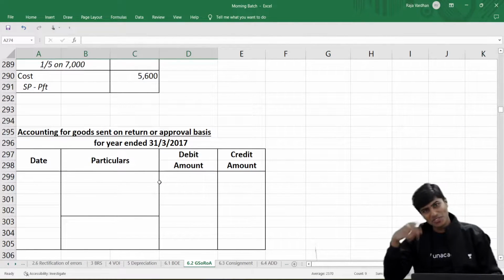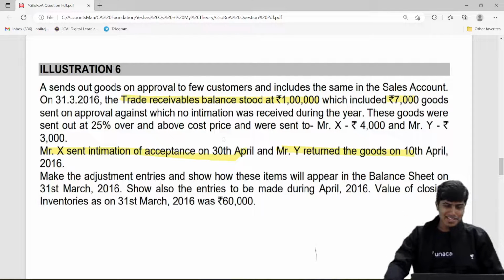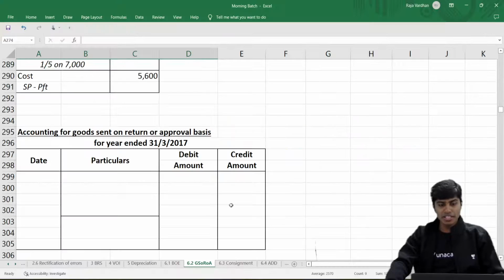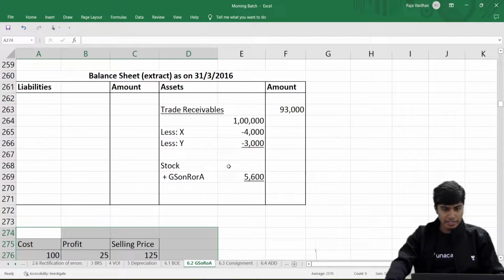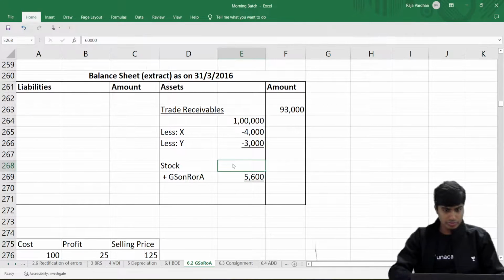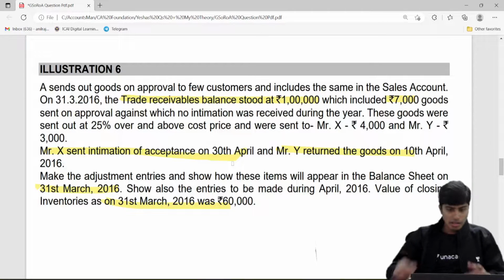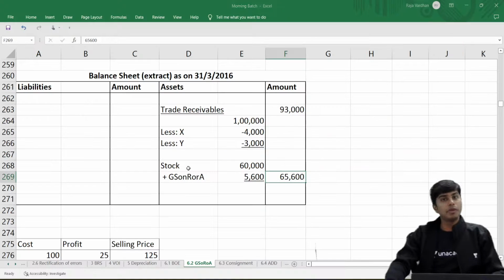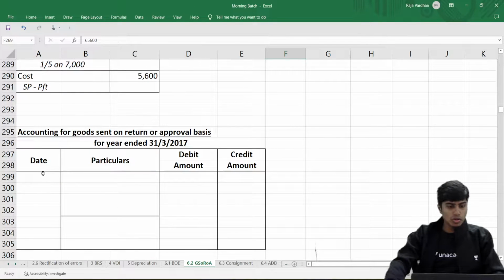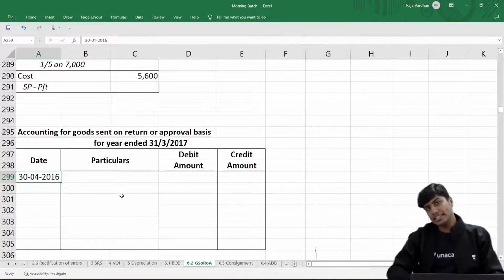So we'll write the entries for the subsequent year also. In the subsequent year, what's happening? On 31st of March 2016, sorry, after 31st of March, closing inventory is 60. Let us write it here. 60. So this becomes 65,600. We've received intimation from X saying that it is accepted on 30th of April. So on 30th of April, I'll write the sales entry.